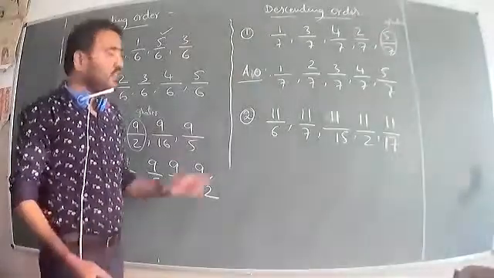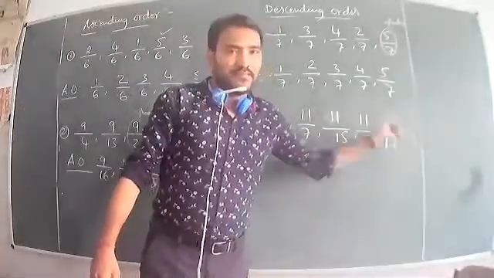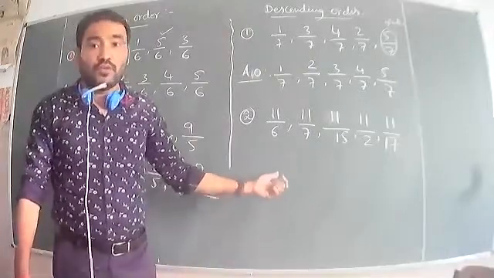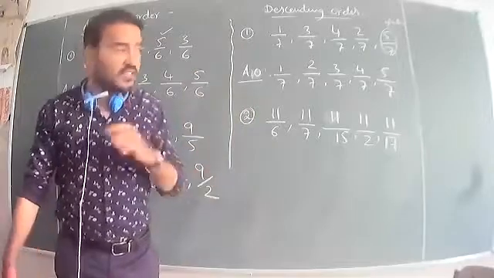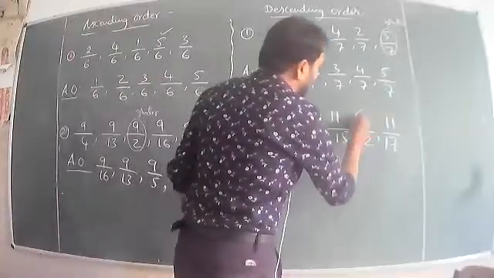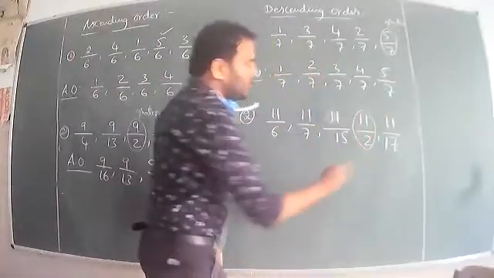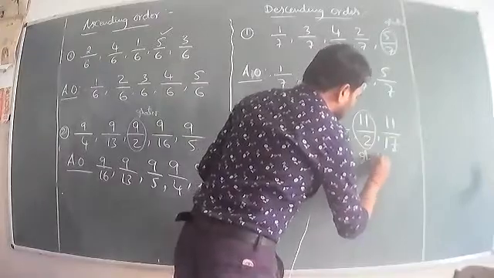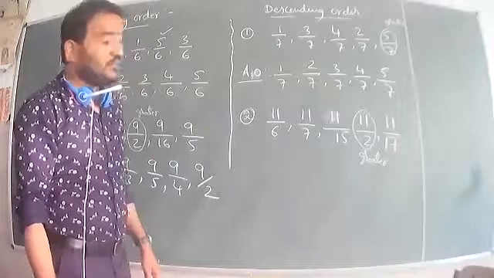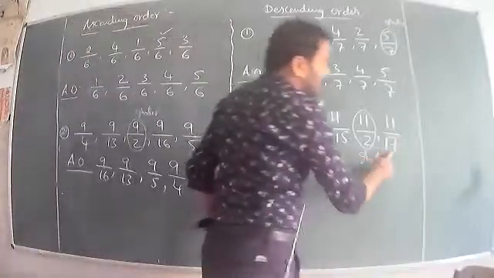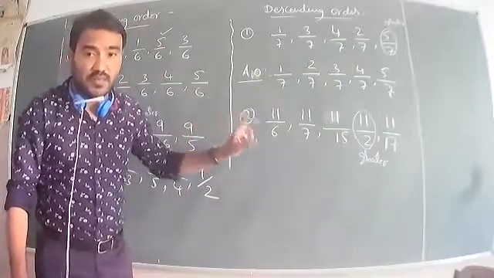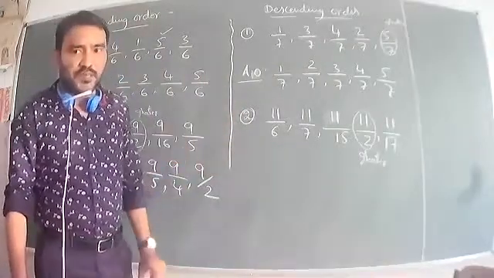Next, when the numerators are the same, the smaller denominator is greater. Which one is the smaller denominator? 11 by 2. Yes, very good. 11 by 2 is the greater. Which one is smaller? 11 by 17 is smaller, because the greater the denominator, the smaller the fraction; the smaller denominator is greater. So 11 by 17 is the smallest.